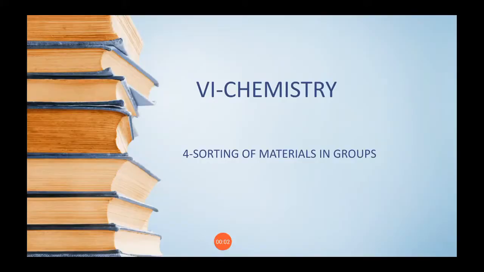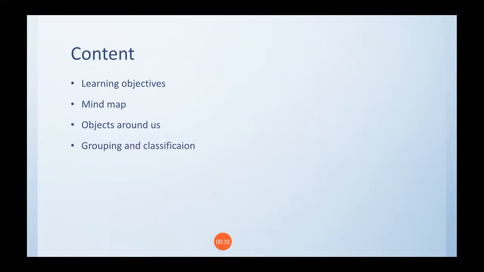Now we are going to know about the contents present in the chapter very elaborately, using some pictorial presentation also. The title of the chapter is sorting of materials in groups. The content present in the chapter I already explained clearly, but in today's class I am going to list out the contents: learning objective of the particular chapter, mind map of the particular chapter, objects around us, grouping and classification. These are the contents we are going to discuss today.